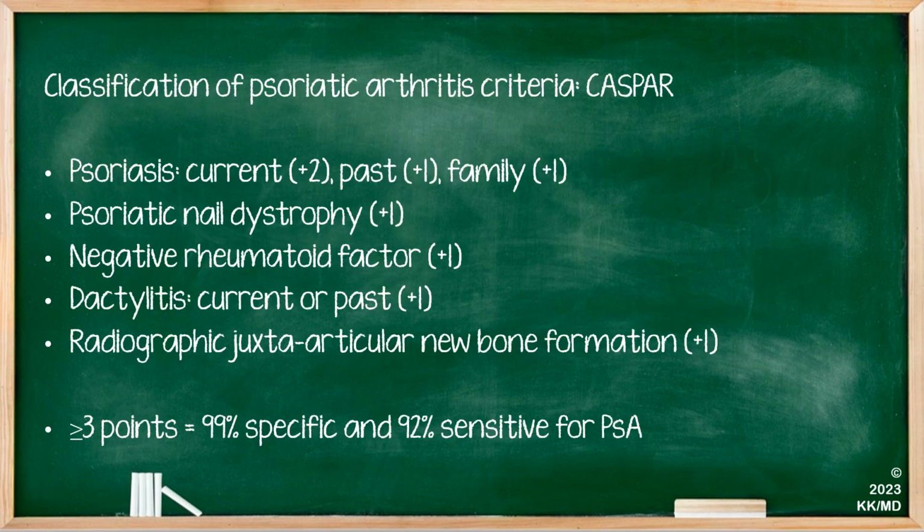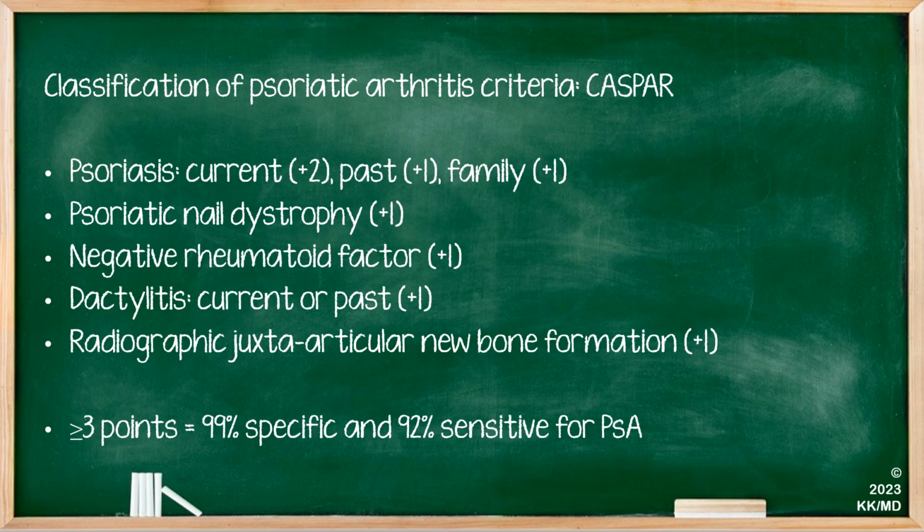The CASPAR classification is what we use frequently to help with classification of psoriatic arthritis. I think it would be quite important to know what factors are included in the CASPAR, because if you remember these, you can easily target your questions in your Station 5 or your history towards them. So you would be asking about any obvious history of psoriasis, either current or in the past, or even any family history of psoriasis.